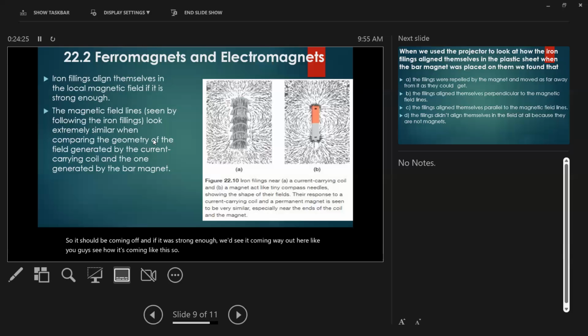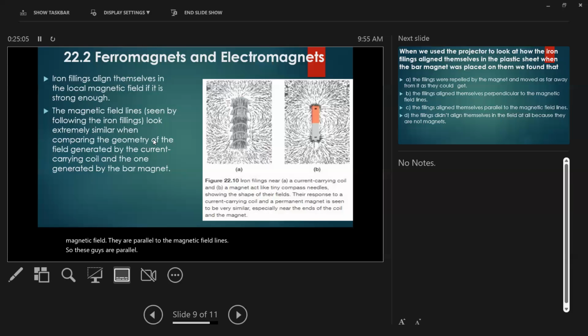The question would be, when we drop a bar magnet on a transparency that has iron filings in it, the iron filings do which of the following? Okay, they align themselves parallel to the magnetic field. The other possible answer was they align themselves perpendicular to the magnetic field. No, they don't. This is the magnetic field. They are parallel to the magnetic field lines. So these guys are parallel to it.